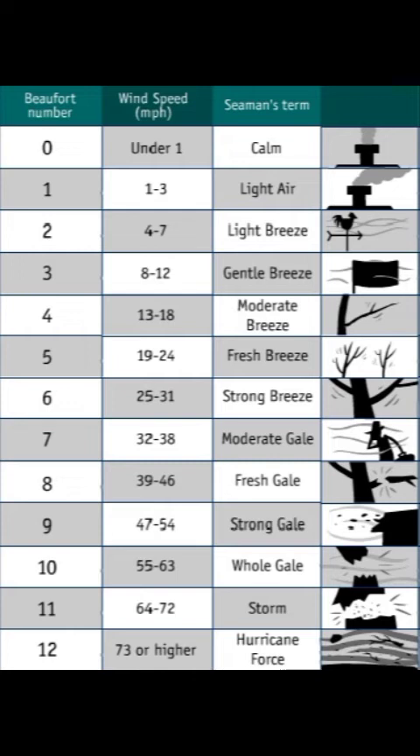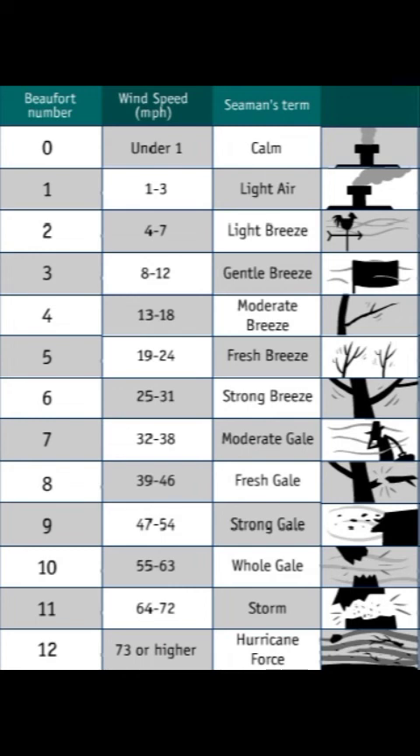The number 10 is 55 to 63 miles per hour. It is the whole gale. Seldom experienced on land, trees broken, structural damage occurs, house roofs, houses begin to fall, and that's it. The number 11 is 64 to 72 miles per hour. It is now the storm, and it's very rarely experienced on land, usually with widespread damage, and it is more likely that houses are torn up.